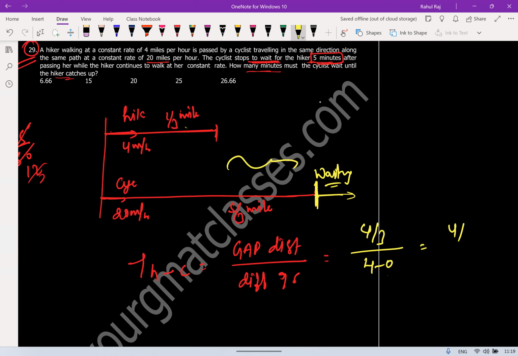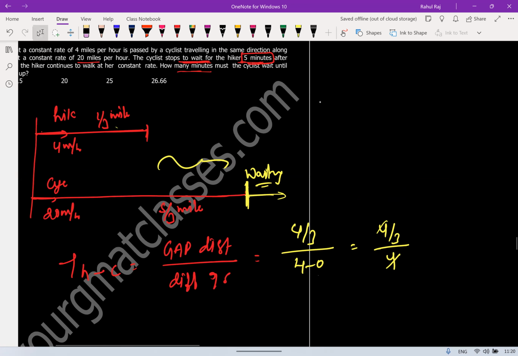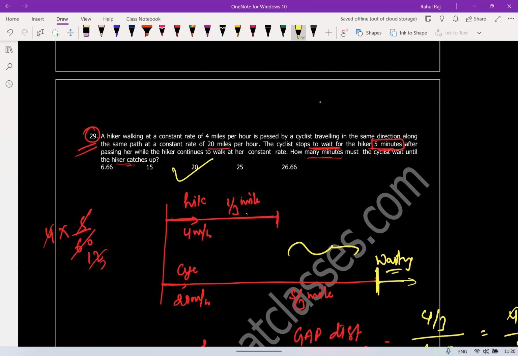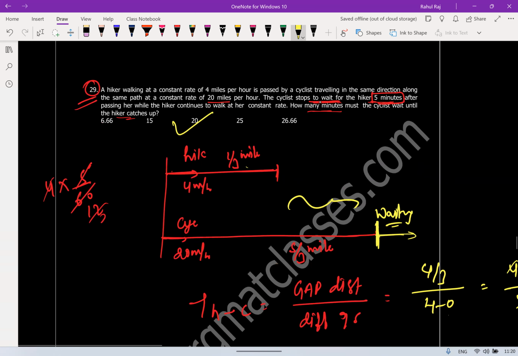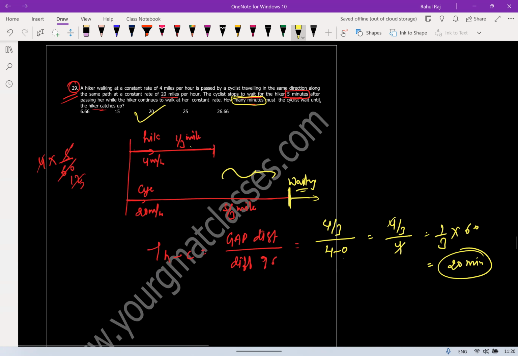So 4 by 3 by 4, the 4s cancel. That is 1 by 3 into 60, 20 minutes. The question is asking me in minutes. I've considered everything in hours, so last I've changed 1 by 3 into 60, 20 minutes. Is this clear? Any problem here?